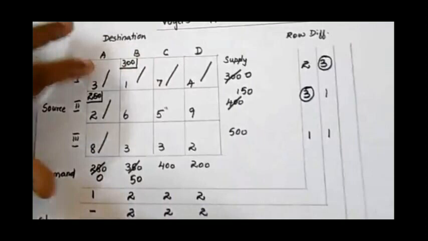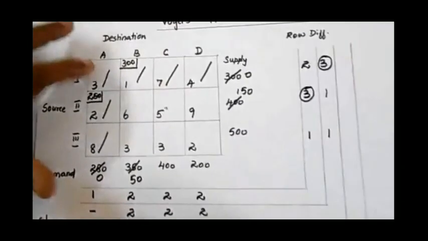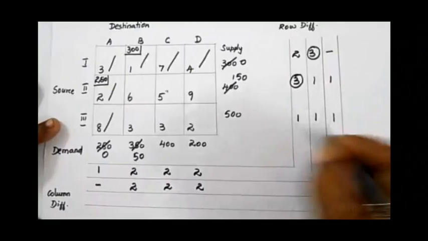In the second row, the first row has anyhow become 0, so put a dash. Then in the second row, 5 and 6 are the least numbers, and the difference is 1. In the next row, 3 and 2 are the two least elements, and the difference is 1. Here it is dash, 1, 1, and again we are moving column wise.